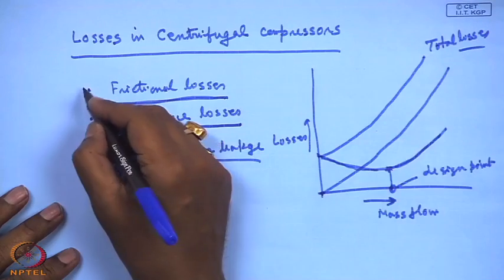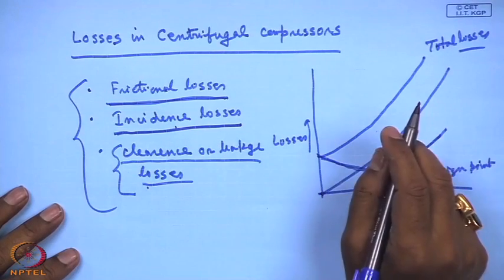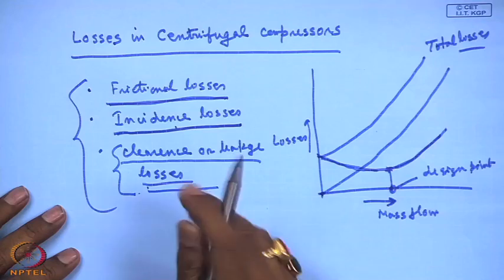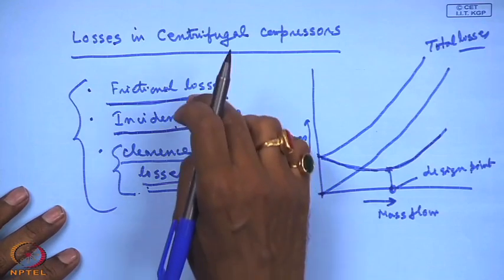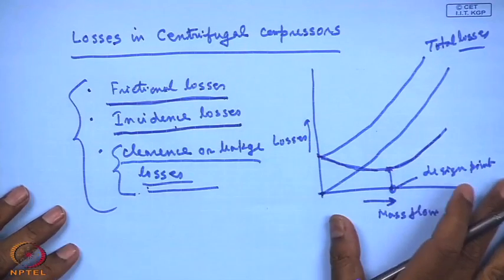So, these are the important losses, but clearance loss is relatively less important compared to the friction losses and the incidence losses.